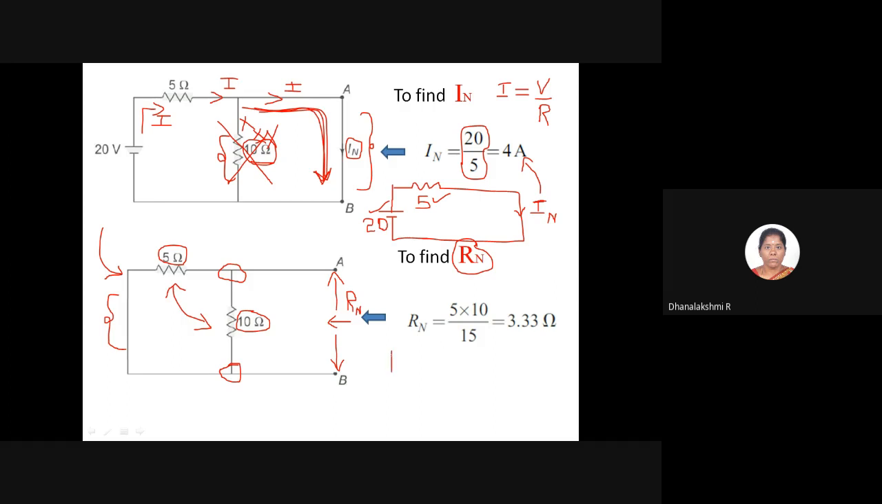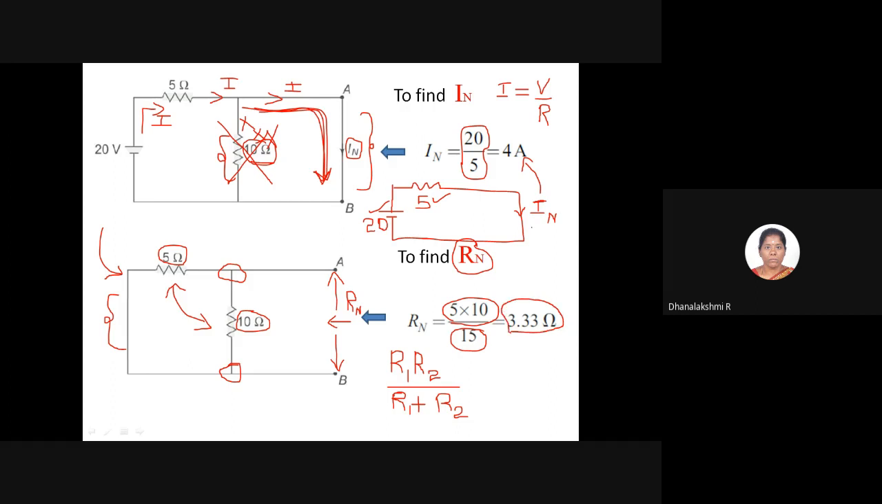And we know that when resistances are in parallel, the equivalent resistance will be R1 R2 by R1 plus R2. So therefore, 5 into 10 by 5 plus 10. That gives you 50 by 15. When we calculate this, we get the resistance value to be 3.33 ohms.